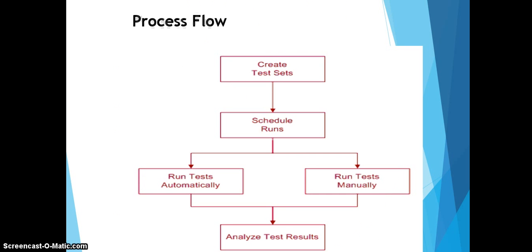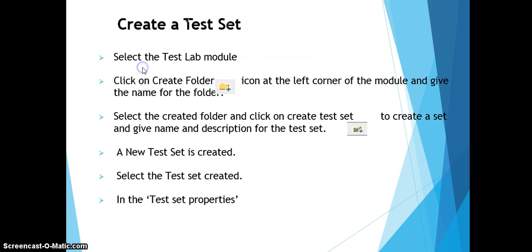The process flow for this is create test sets, schedule the runs, run the tests manually or the tests run automatically, and analyze the test results. Based on the analysis of the test results, you log defects if your expected outcome and the actual outcome is different or not correct.